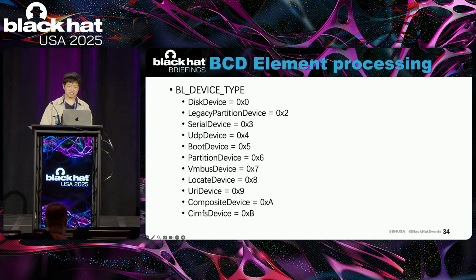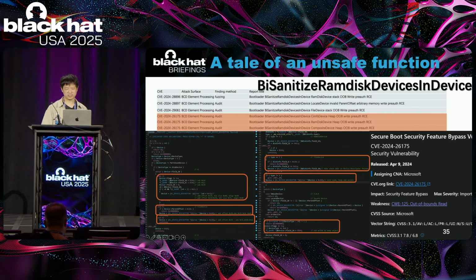And there's a key tag for the boot environment device category, the BL device tag. It's a lighthouse for your research in BCD element processing code. Remember this tag by heart and take it with you as we move forward. There's an amazing function that processes data from the BCD registry. Why is it amazing? From its name, you can see that it should be designed to eliminate illegal device objects from attacker-controlled data. However, this function itself is too vulnerable.